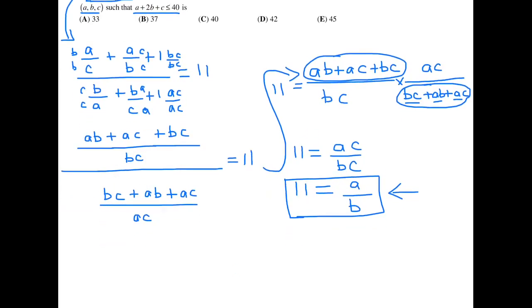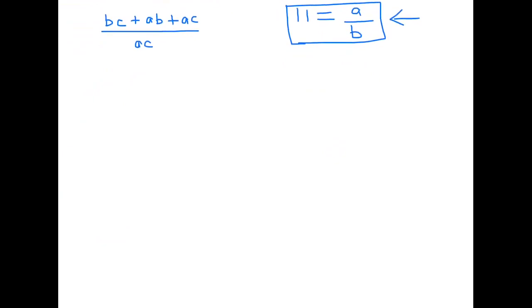Now, since we have 11 is equal to a over b, and remember a and b and c are positive integers, we have to figure out what possibilities do we have. Well, we can have one possibility, which is a equal to 11 and b equal to 1. If we use these two numbers, a over b will indeed be 11. So let's work with that.